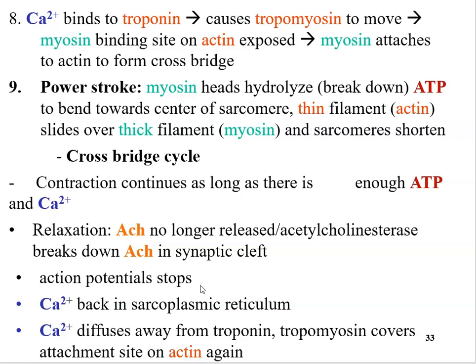Calcium ions will be re-sequestered in the sarcoplasmic reticulum as they diffuse away from troponin. And with no more calcium, troponin returns back to its original shape, allowing tropomyosin to cover up that attachment site on actin again. Actin and myosin can no longer stick together, no more cross-bridge, no more contraction.